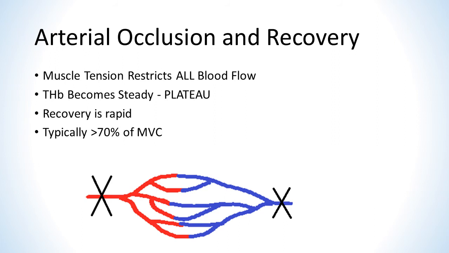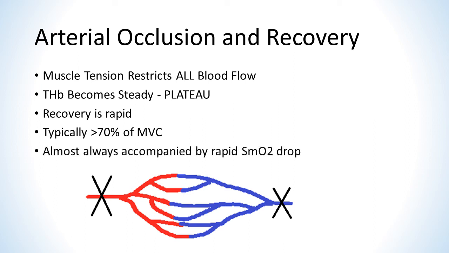Arterial occlusions typically require a very high contraction force, often higher than 70% of maximum voluntary contraction. Some athletes, though, may not be strong enough to cause a clear arterial occlusion even at 100% of MVC. Since arterial occlusions completely stop the blood flow while the muscle load is very high, arterial occlusions are almost always accompanied by a rapid drop in SMO2.